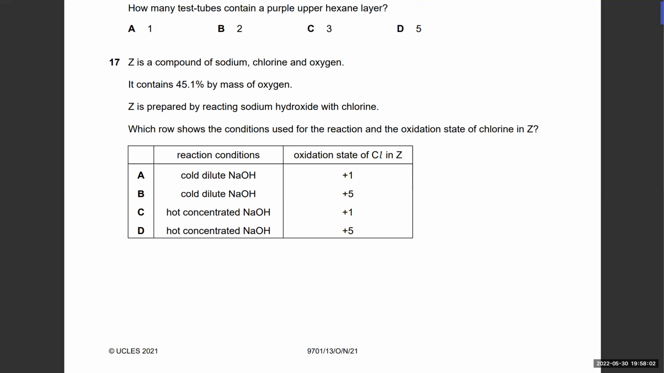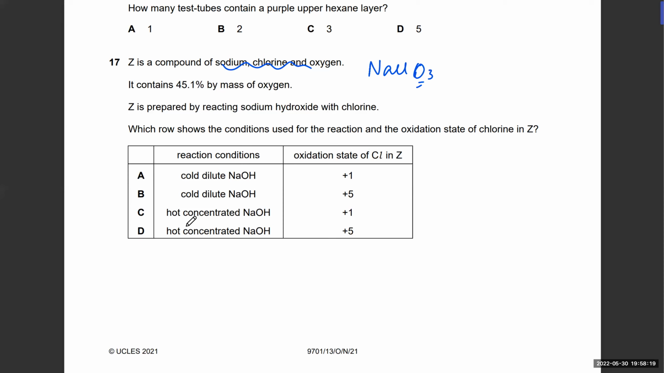Disproportionation reaction, I guess. But what is this compound? 45% NaClO. It's probably going to be NaClO3. You can do the calculation, you can measure 45.1% because that's a lot of oxygen. So it's probably going to be NaClO3.